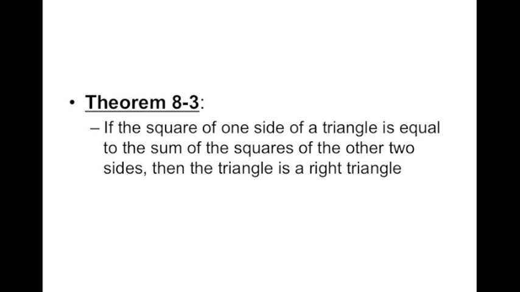So that's what Theorem 8.3 says: if the square of one side of a triangle is equal to the sum of the squares of the others, or if c squared equals a squared plus b squared, then the triangle is a right triangle. So we can use this to test, given three numbers, if those three numbers would make a right triangle or not.